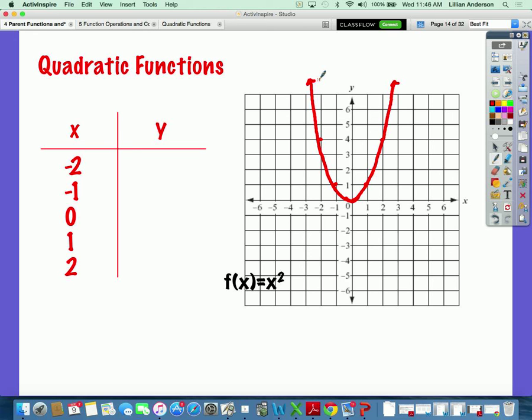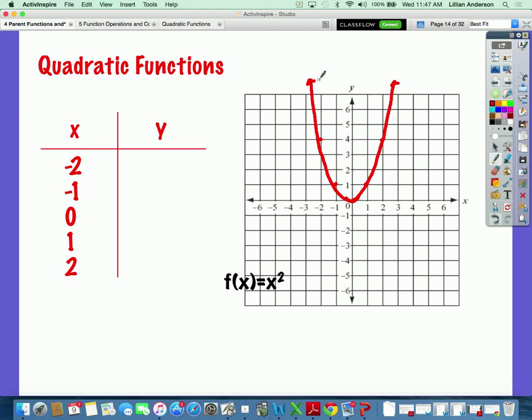Looking at this, what are my intercepts? 0, 0. And what are my intervals? Who knows the intervals? It's increasing where? From what to what? Careful. Which one? 0 to infinity is increasing. And what's happening from negative infinity to 0? It's decreasing.